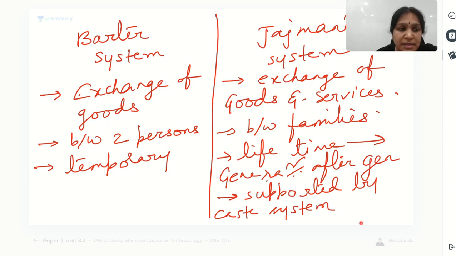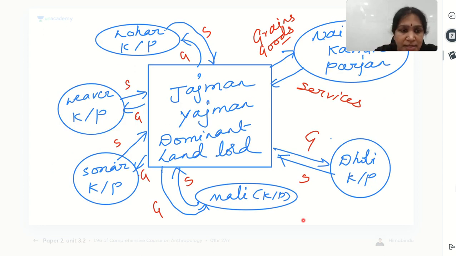Then what happens? This dominant caste person will launch a complaint in his caste council, so that no other family from his caste will take a servant from that family. They are abandoned. Is it clear for all of you?